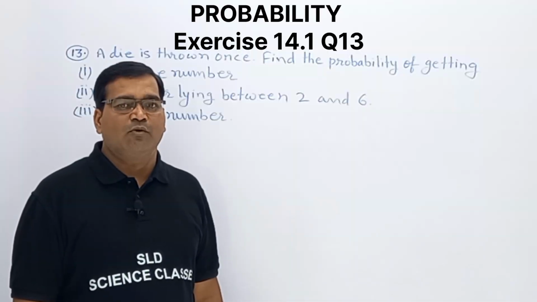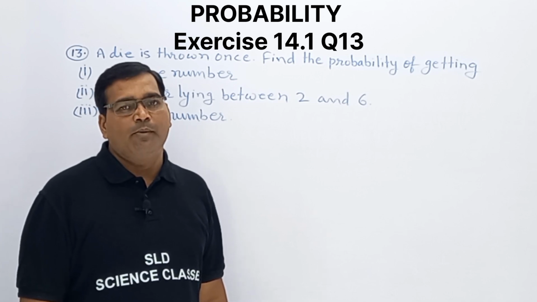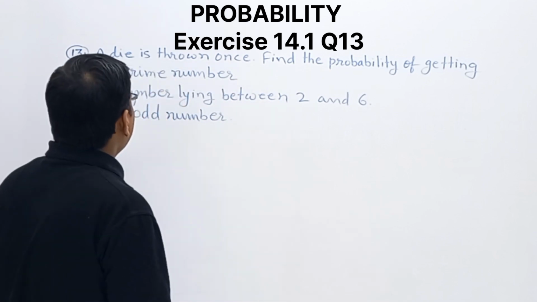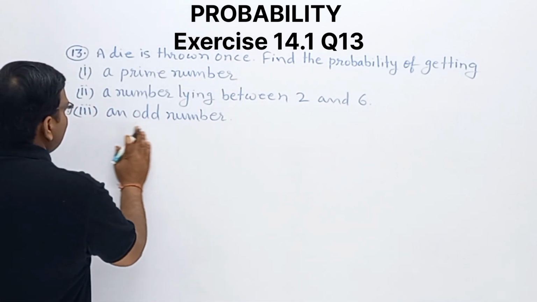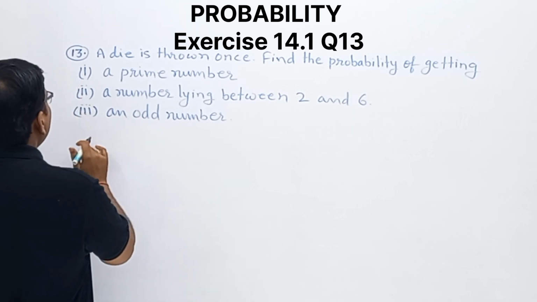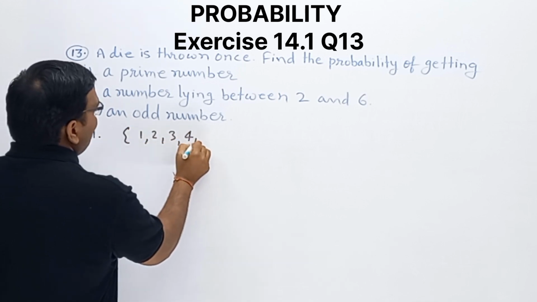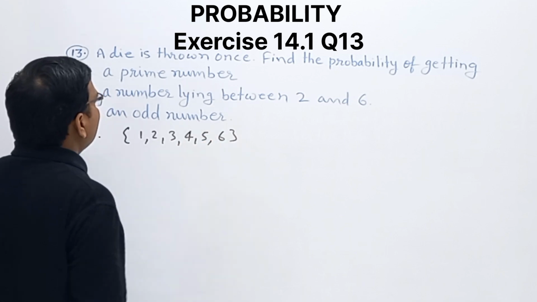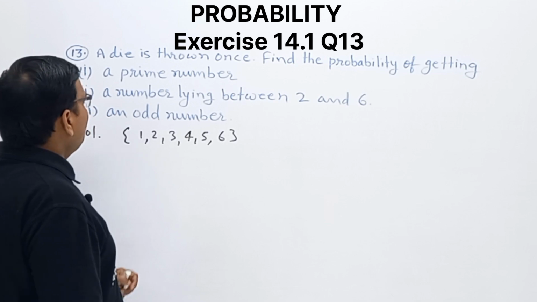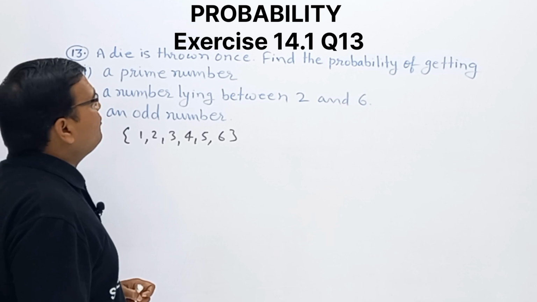In this class, we are going to discuss question number 13, exercise 14.1, probability. A die is thrown once. First we should know about the die. A die has 6 numbers: 1, 2, 3, 4, 5, 6. Once we throw a die, we can obtain any one number. Clear?